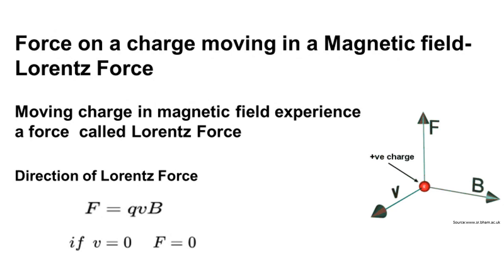Suppose a charged particle of charge plus q is moving with the velocity v, making an angle of 90 degrees with the magnetic field, then the Lorentz force acting on the particle will be F equals qvB. But if the charge is stationary, there will be no Lorentz force acting on the particle and F will be 0.